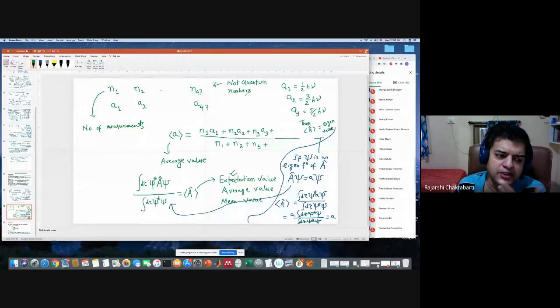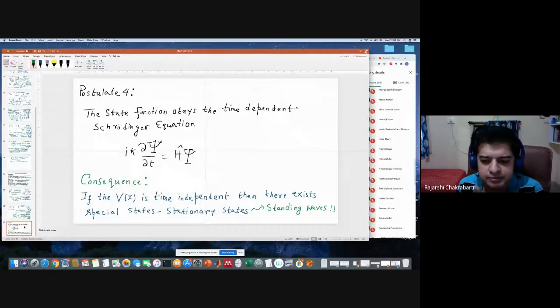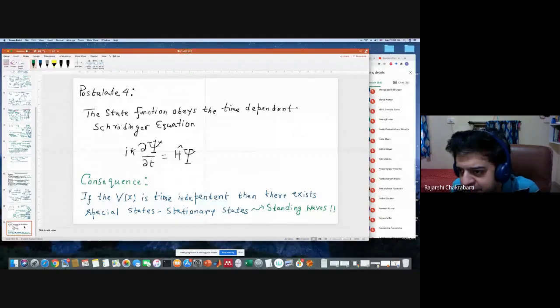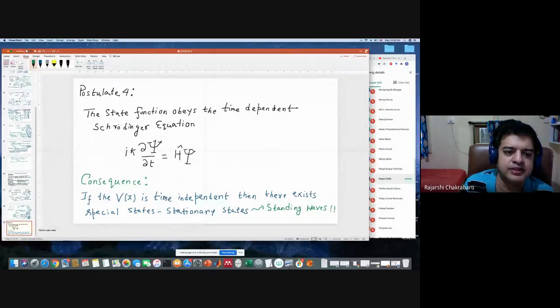So I am just giving you the framework of quantum mechanics, how it is done. I'll go to the next postulate because I want to finish all the postulates today, so that we can discuss things in the next class. The next postulate is postulate 4, and it tells you about the state function. You'll see that I'm calling it the state function, but it's nothing but the wave function.